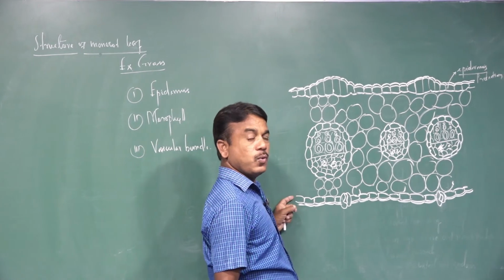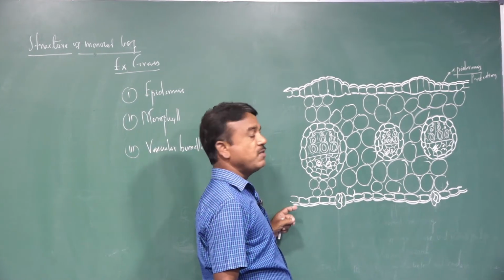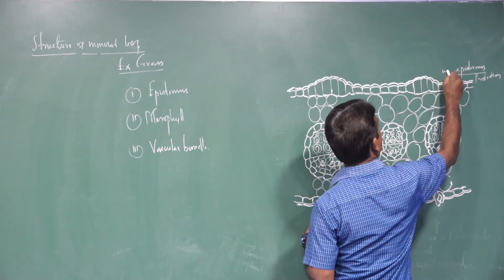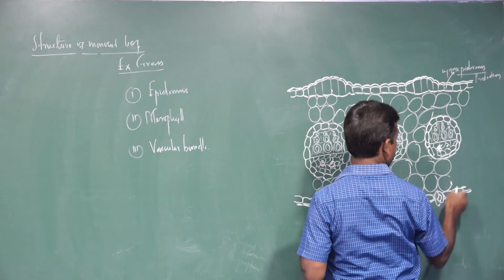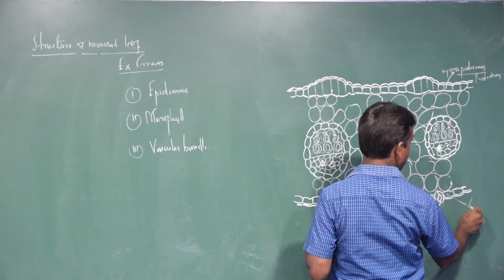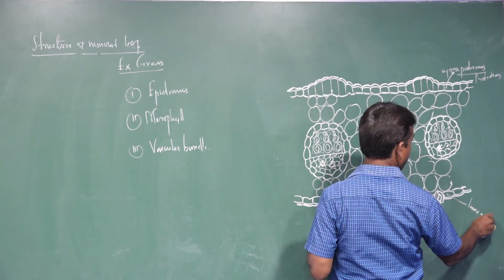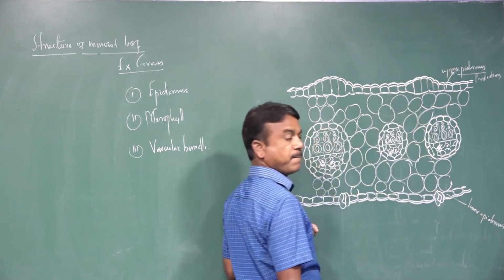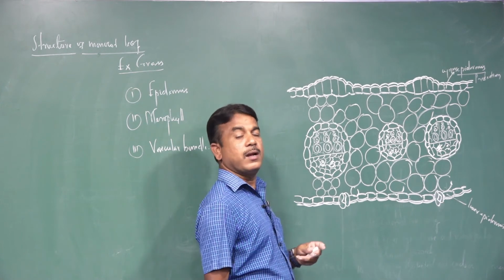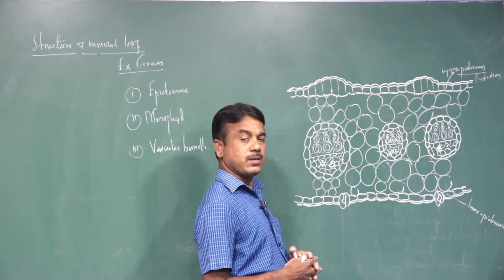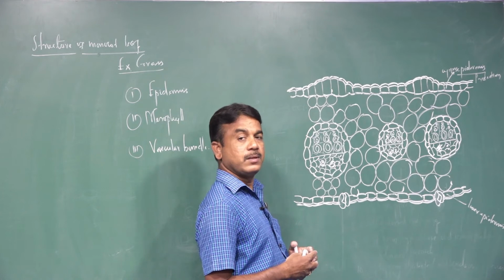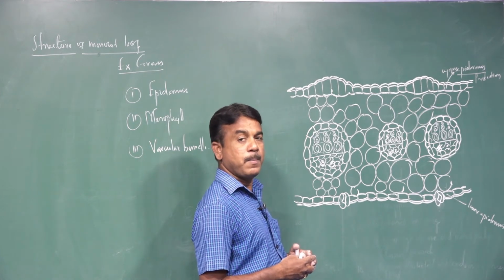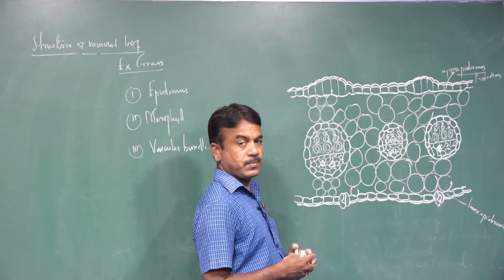For the structural view, the epidermis can be classified into two types: upper epidermis, lower epidermis. In general, the main function is protection. How is it made? Both upper epidermis and lower epidermis are made up of parenchymatous cells.